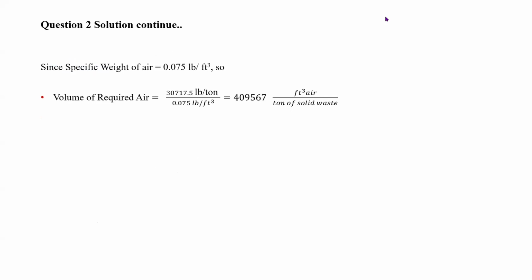And the last step will be to find the volume of this air, basically. To do that, we should divide the required amount of air by specific weight of air, which is 0.075 pound per feet cube. As a result of this division, we can find the volume of required air as nearly 10,000 feet cube for 1 ton of solid waste. Actually, this is the end of second question.